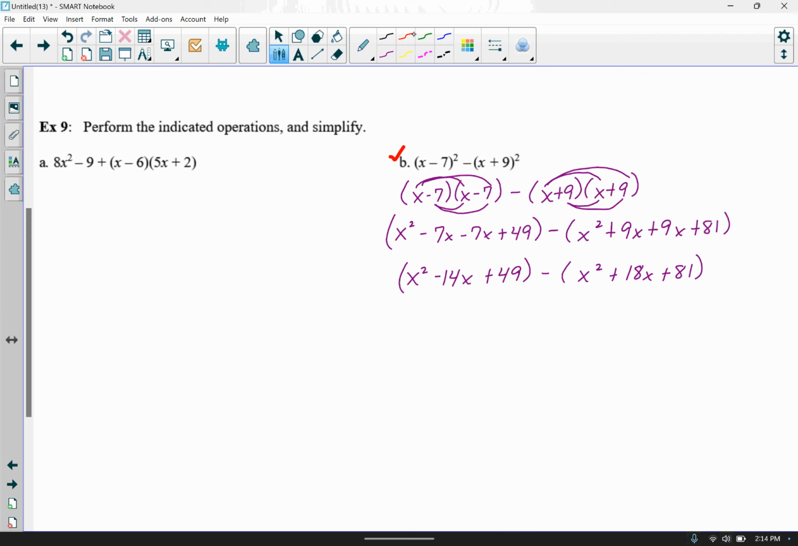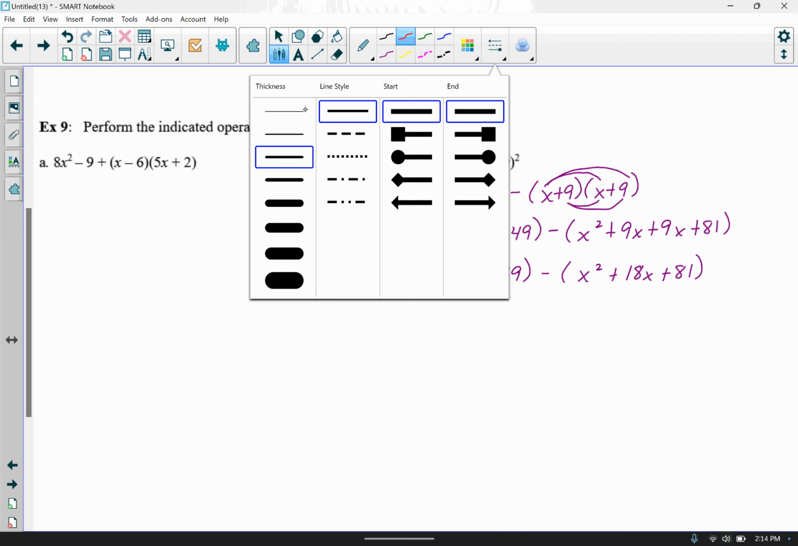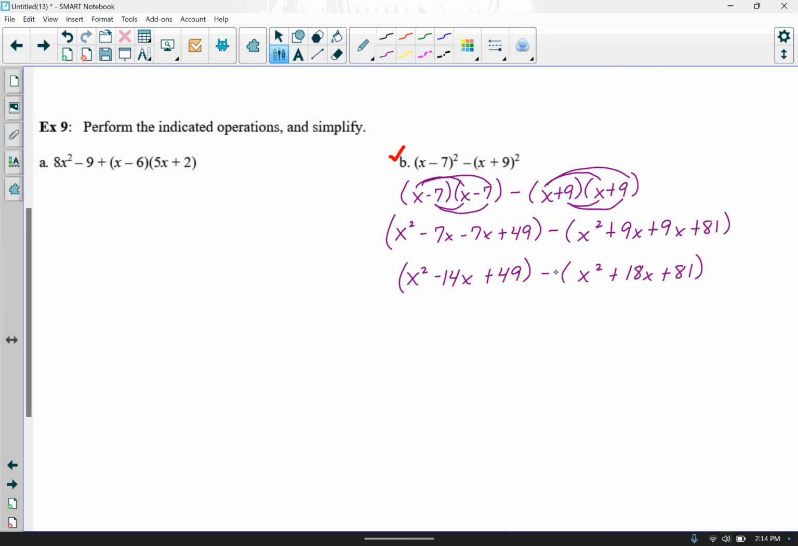All right, so now remember, because you've got that minus sign, that's a negative 1 that's going to be distributed into the parenthesis behind it. So I'm going to bring down the first one. Now take negative 1 and distribute it through. So negative 1 times x squared, negative 1 times 18, so minus 18x, negative 1 times 81, minus 81.